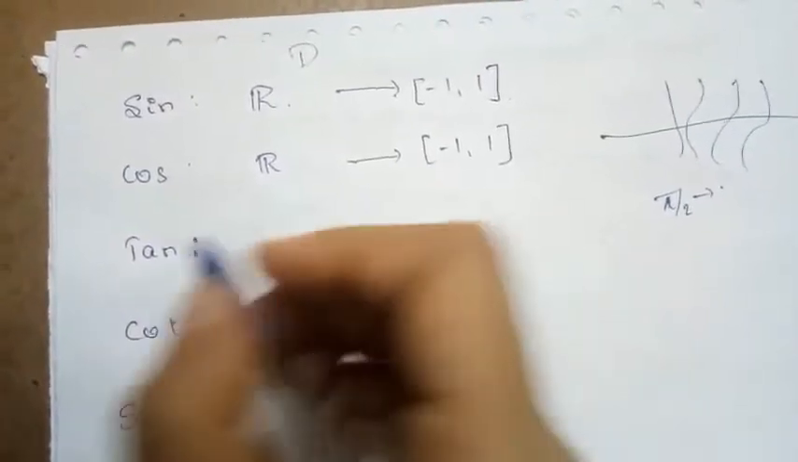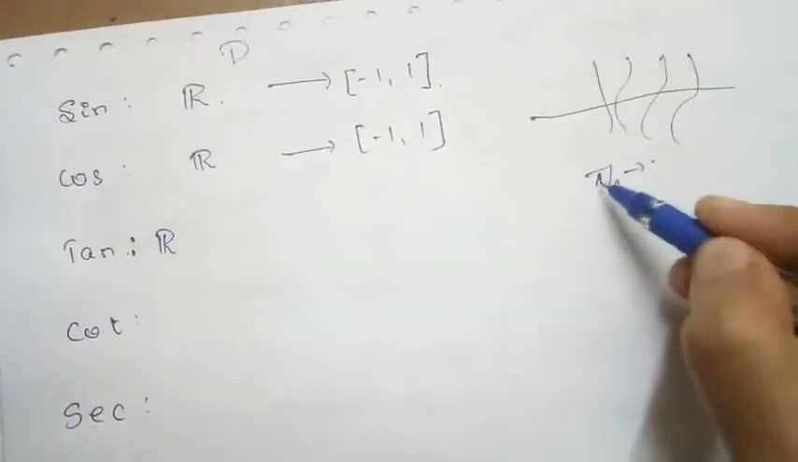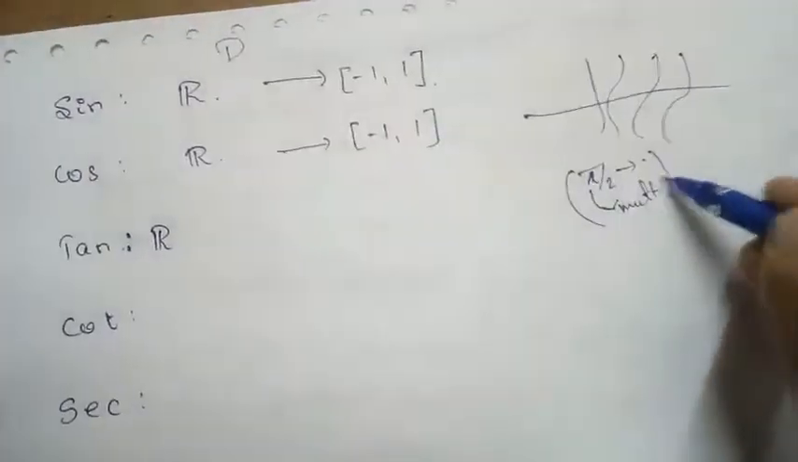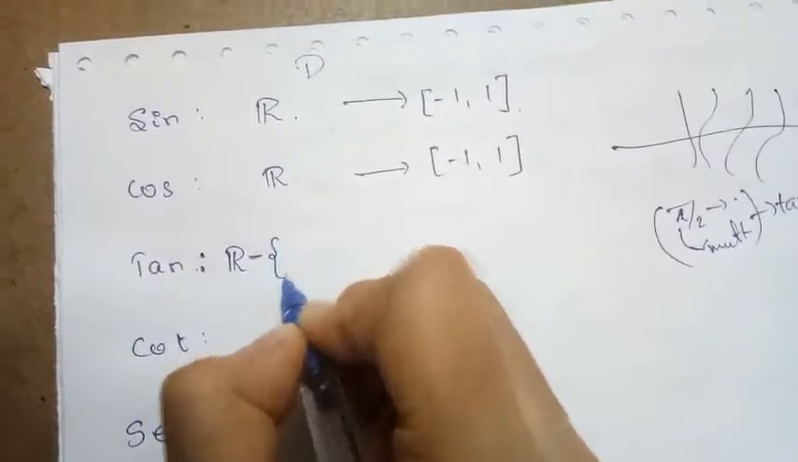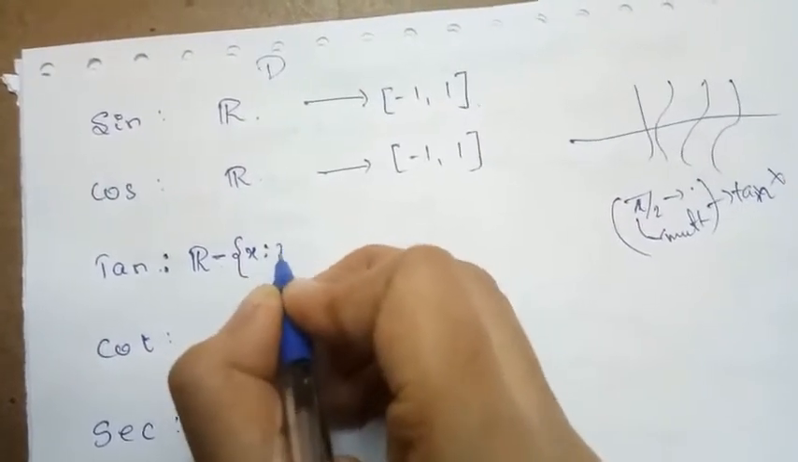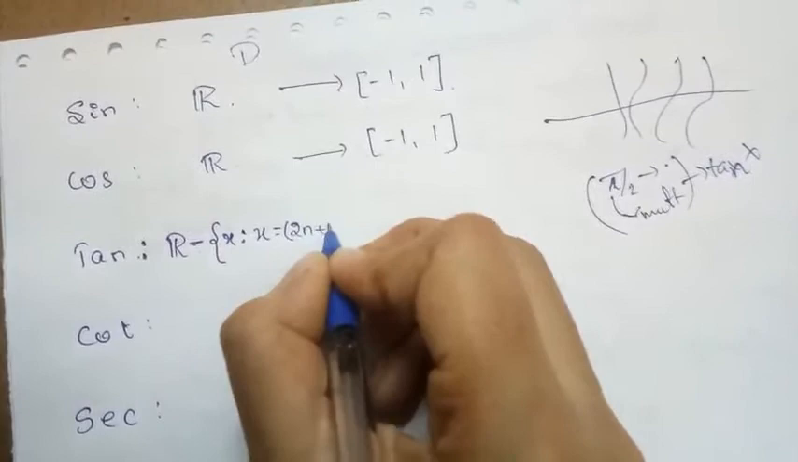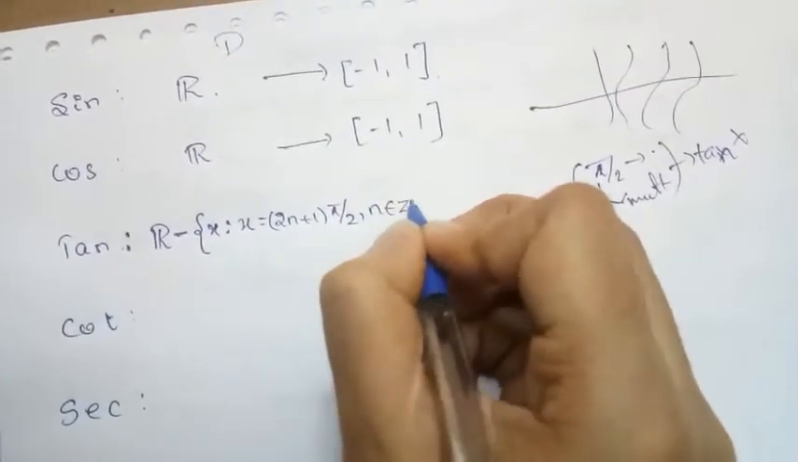So how will our domain be? From the set of real numbers, at multiple angles of pi by 2, the tan function is not at all defined. So from the set of real numbers, I am removing those multiple angles of pi by 2. That is, from the set of real numbers, minus x such that x is equal to (2n plus 1) pi by 2, where n belongs to the integers.